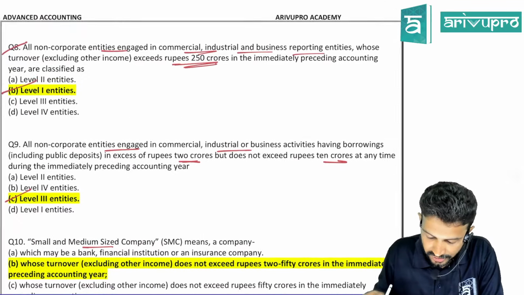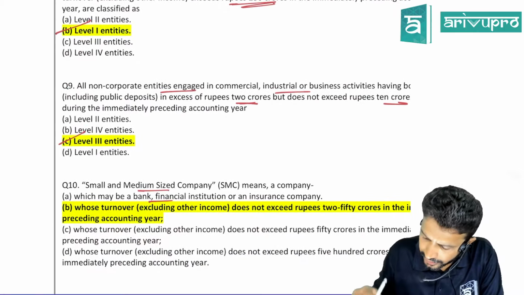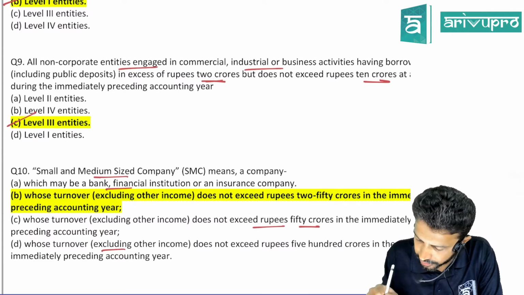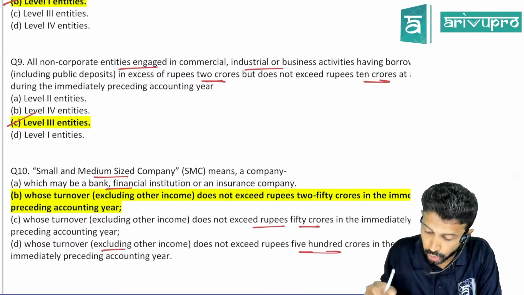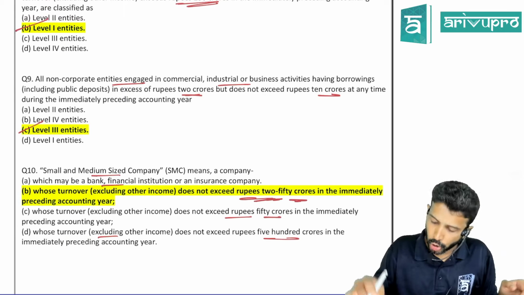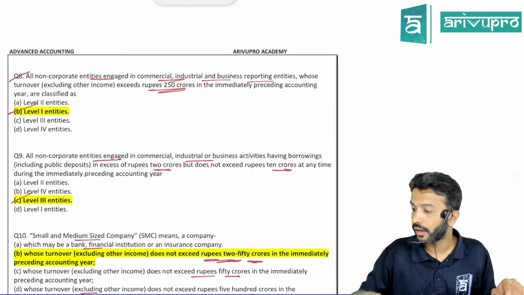A small and medium-sized company means a company which may be a bank. Can a bank be an SMC? No. Can the SMC turnover exceed 50 crore? No. Can turnover exceed 500 crore? No. What is the limit? Turnover should not exceed 250 crore. Hence option B is the answer. That's all.